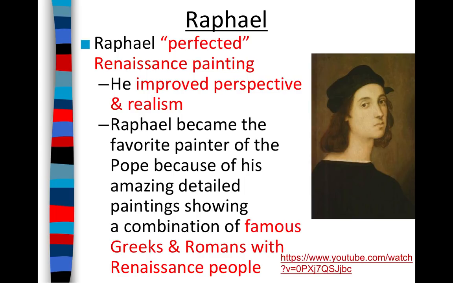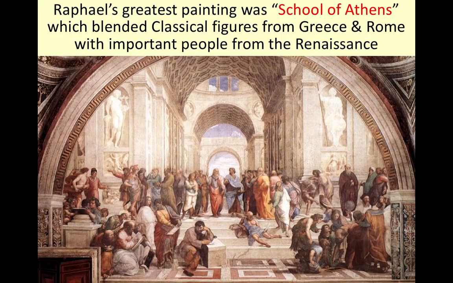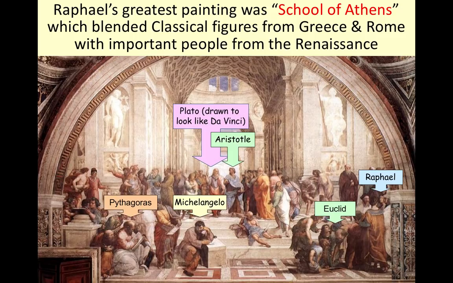He was famous for his use of perspective, and one of his most famous paintings is the School of Athens. The School of Athens blends classical figures from Greece and Rome with important people from the Renaissance. Okay, so you can see Aristotle, Plato, Pythagoras, Euclid, and then Michelangelo, Raphael, and then Plato is drawn to look like Da Vinci. So he mixed the classics with the Renaissance.